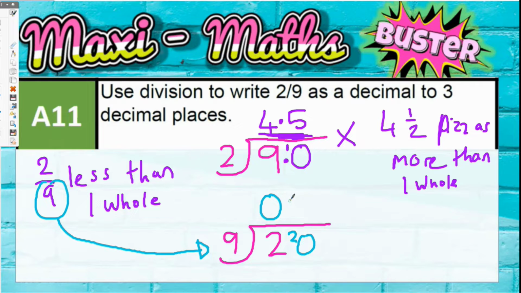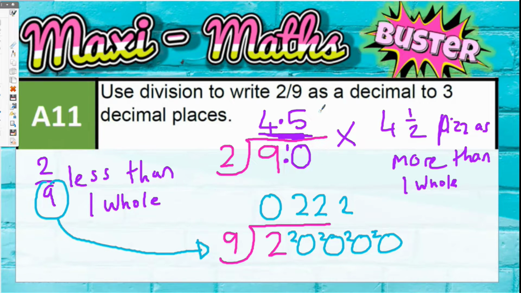9s into 20 goes twice, that's 18. You've got 2 left over, so you put a 2. You can't carry the 2 to an empty column, so you put a 0. 9s into 20 goes 2, remainder 2. And you fill the empty column with a 0 again. 9s into 20 goes 2, remainder 2, and you fill the empty column with a 0 again.